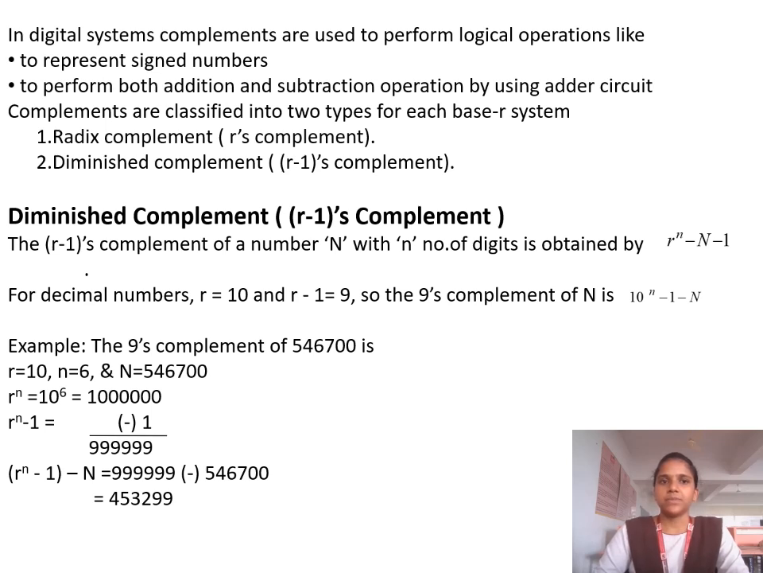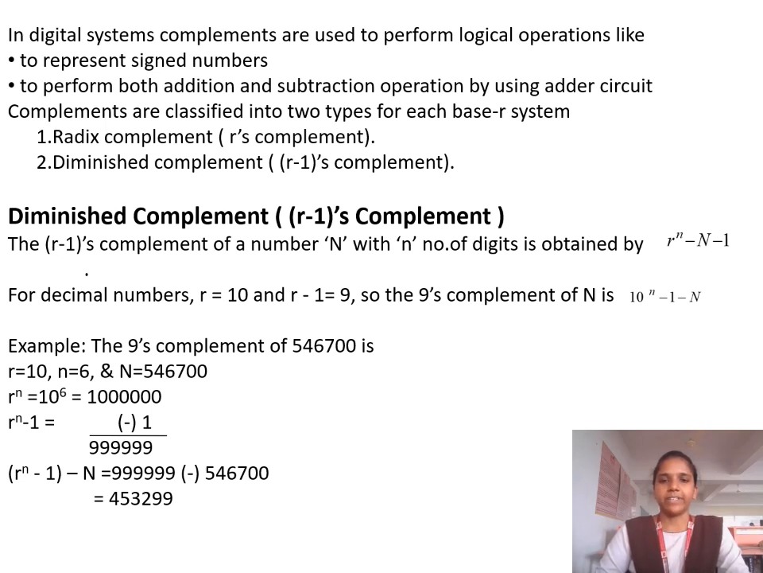My topic is complements. In digital systems, complements are used to represent signed numbers and to perform both addition and subtraction operations using adder circuits. Complements are classified into two types for each base R system. Base R means, for example, binary, decimal numbers, octal numbers, hexadecimals, etc. Radix complement, the R's complement, and diminished complement, the R minus 1's complement.